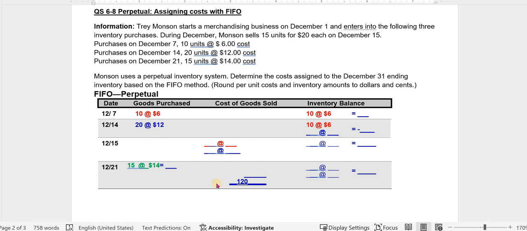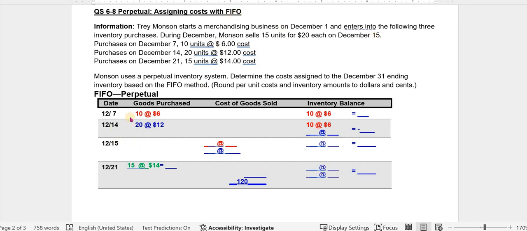In this recording, we're going to work through the last three exercises on our FIFO LIFO weighted average worksheet, starting with 6-8. So this will be numbers 4, 5, and 6. Trey Monson starts a merchandising business on December 1st and has three inventory purchases. Here on December 7th, they bought some. On December 14th, they bought some. And on December 21st, they bought some. And he sells 15 units for $20 each on December 15th.